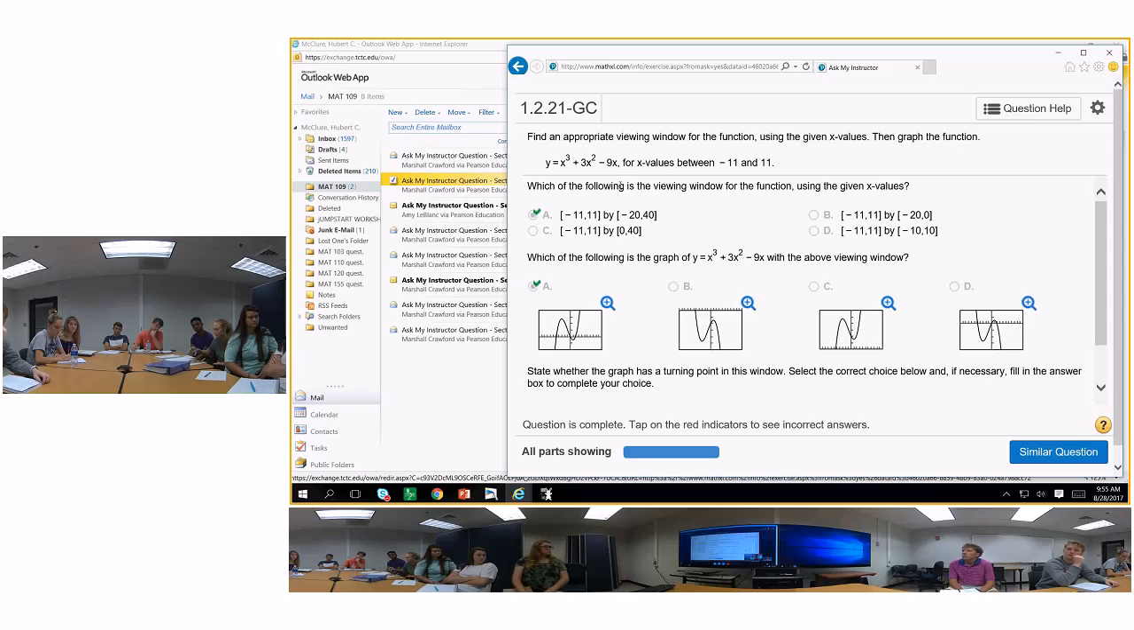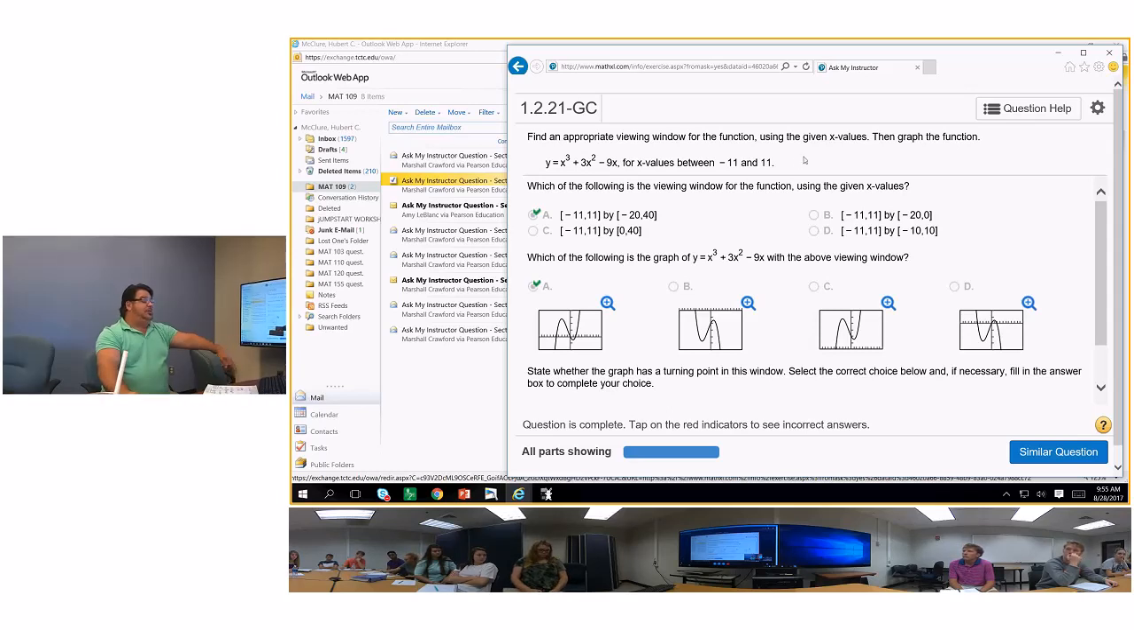All right, look at that one. Find an appropriate viewing window. This is a calculator drill. This is not a test question. I'm not going to test you on whether you can find a window on a calculator. All the questions so far are good test questions. This one is not. I wouldn't put this on the test. Find an appropriate viewing window for the function. Use the given x values. Then graph the function. All I want y'all to do is graph the function and make sure you can find stuff. I care less about the window. The window is good for, depending on your own preference.